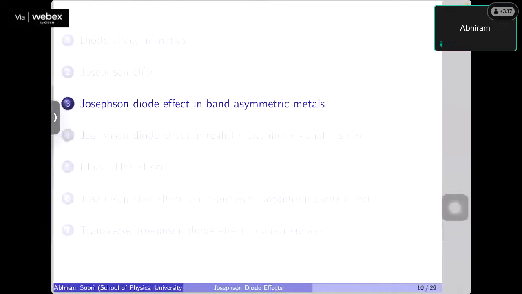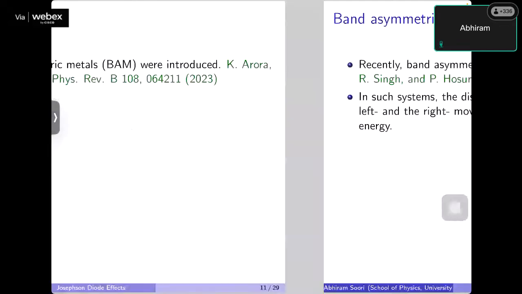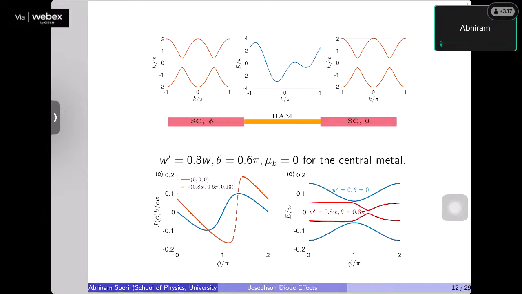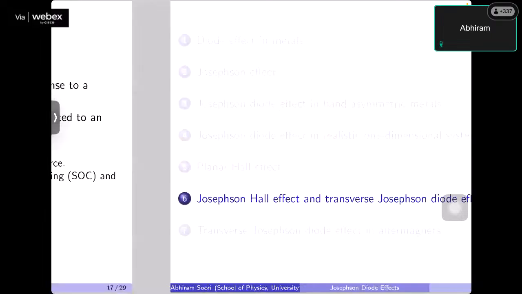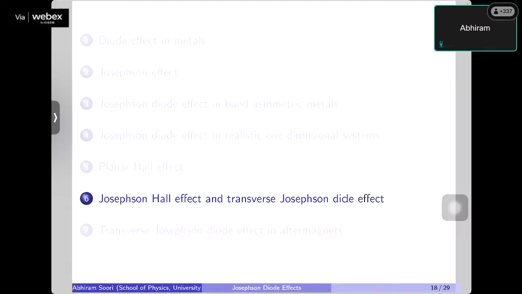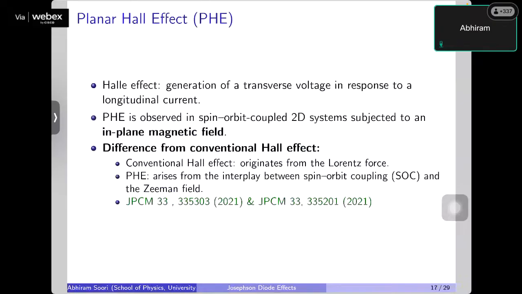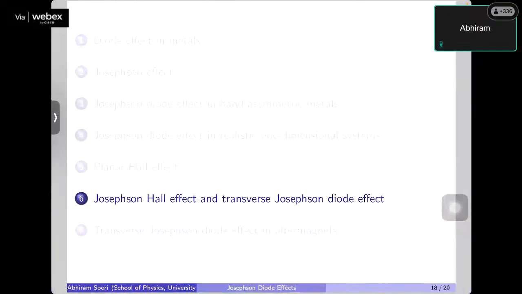Okay, there is something called band asymmetric metals where this Josephson diode effect appears. I'll not really go into this, but I'll go into what is called the planar Hall effect. I think I told you about the planar Hall effect. Basically, in a spin orbit coupled two-dimensional electron gas, if you apply an in-plane magnetic field, a transverse voltage develops. That is called the planar Hall effect.